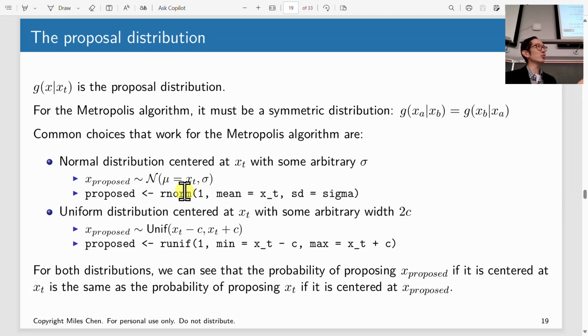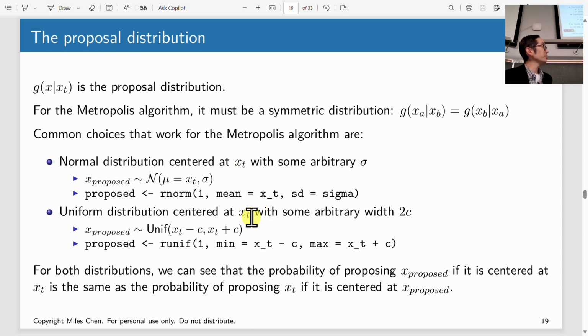So it's really difficult to do a Markov chain Monte Carlo manually, because as humans, we don't really have a way to generate random values, right? You can flip a coin, but generating a random normal value as a human is kind of hard to do, okay? So we rely on the computer to do something like rnorm, okay? So that would be a normal distribution centered at your current location x at time t.